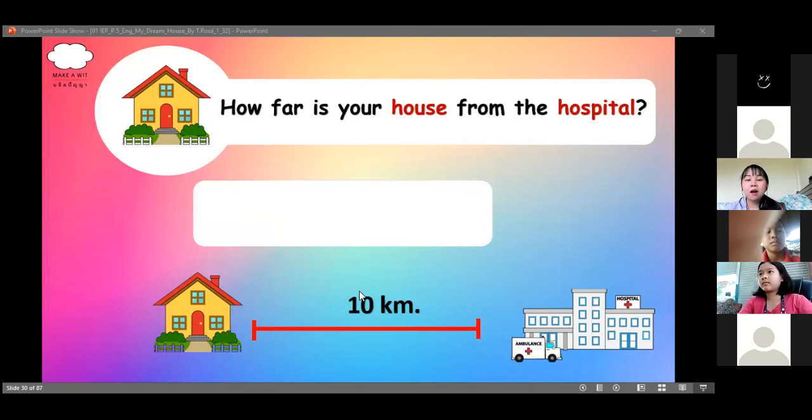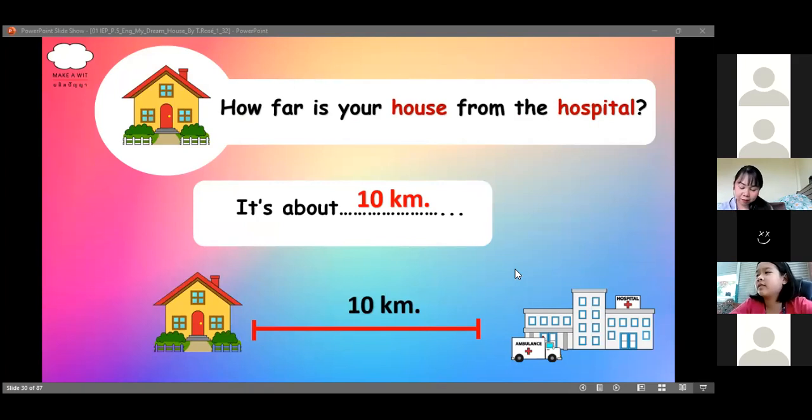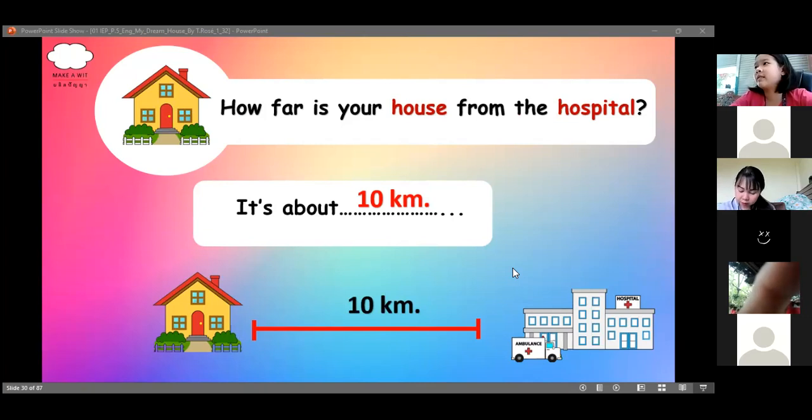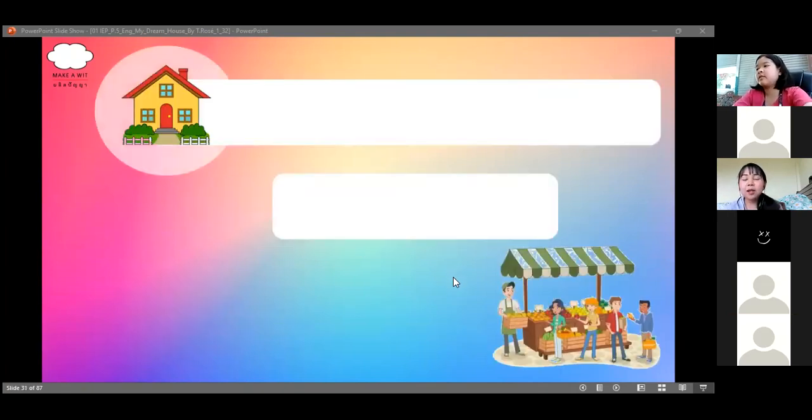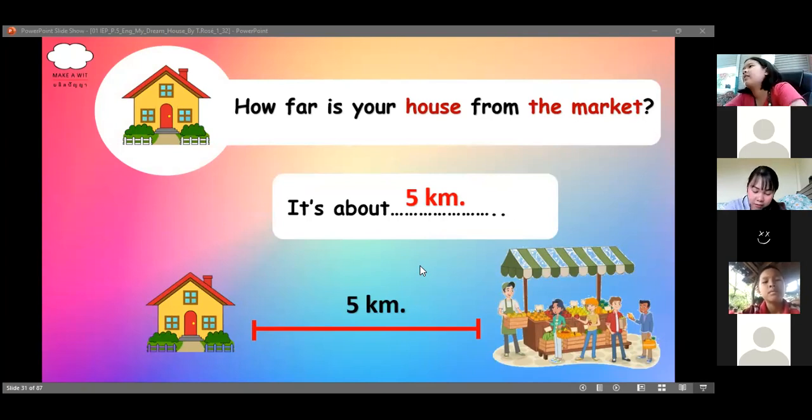Next one. How far is your house from the hospital? It is about 10 kilometers. Good job. What is your name? Kaban. Ang Pao. All right. Next one. How far is your house from the market? It's about five kilometers. Good job. Iki, Ang Pao, Hertz, Im, and Kapan. All right.